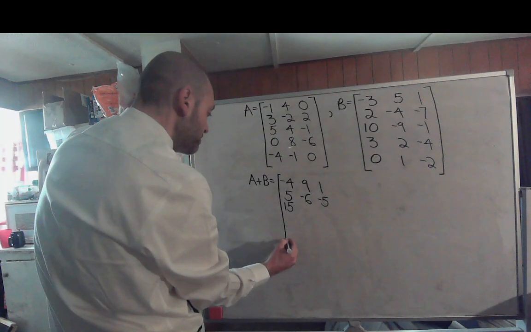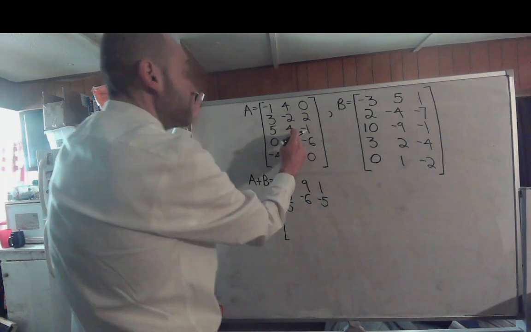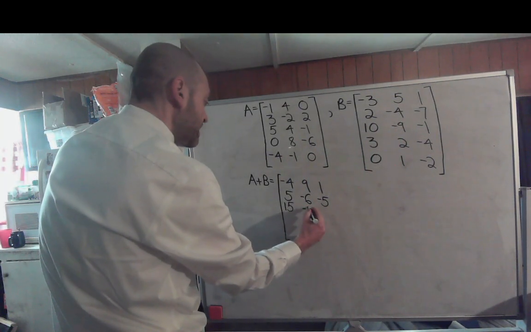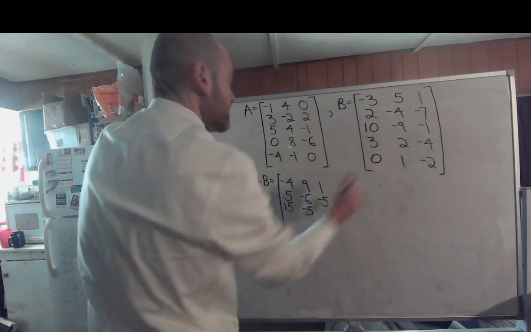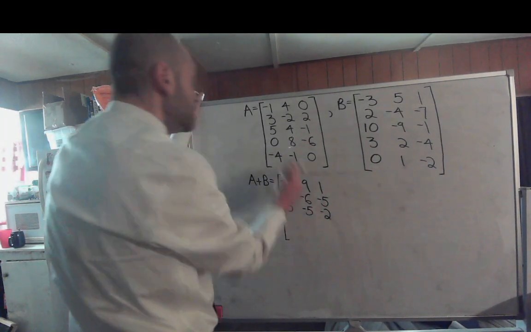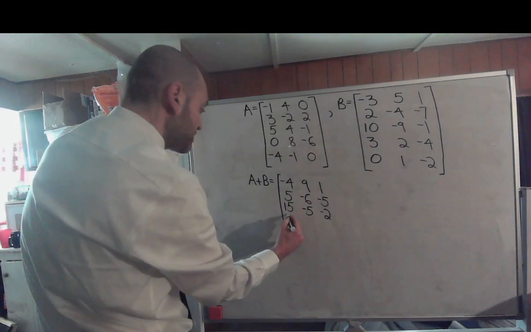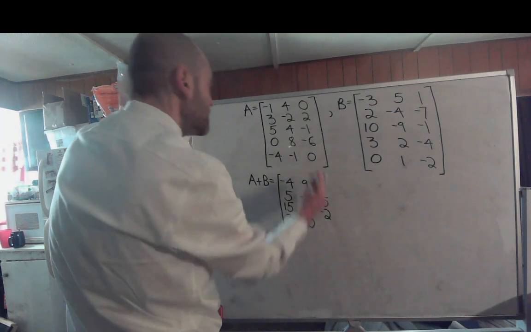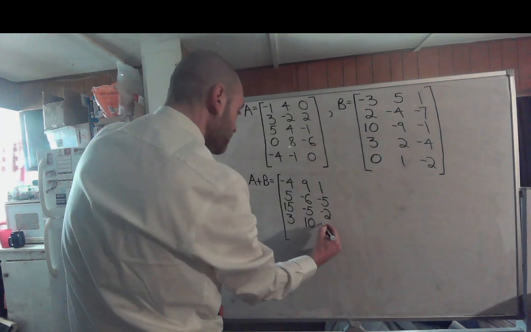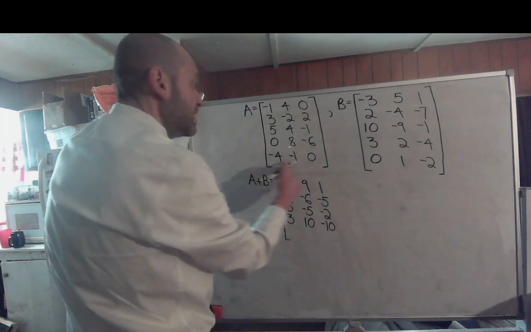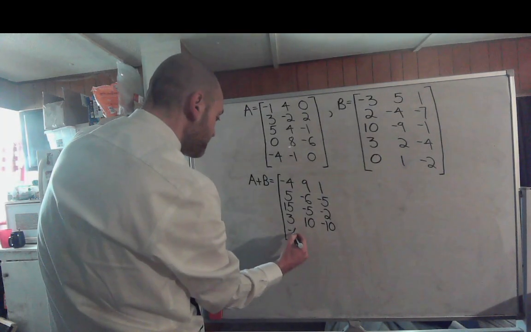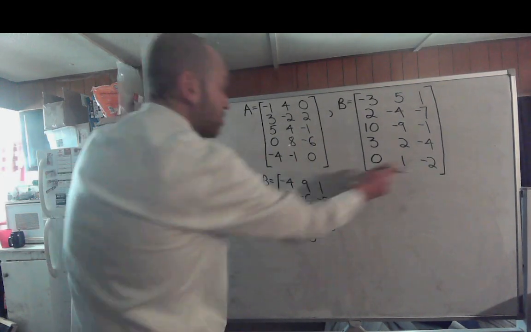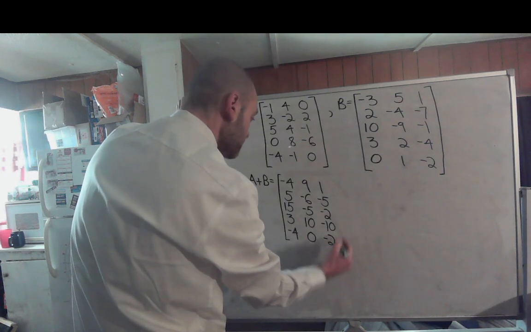Let's go a little bit bigger here. 4 plus negative 9, or 4 minus 9, is negative 5. Negative 1 minus 1 is negative 2. 0 plus 3 is 3. 8 plus 2 is 10. Negative 6 minus 4 is negative 10. Negative 4 plus 0 is negative 4. Negative 1 plus 1 is 0. 0 minus 2 is negative 2.